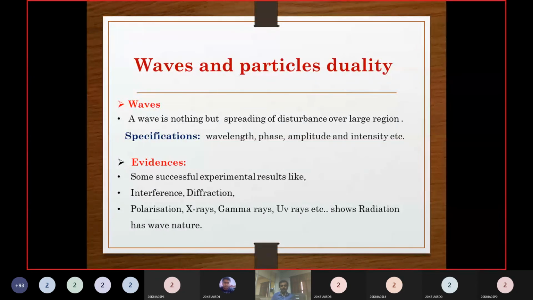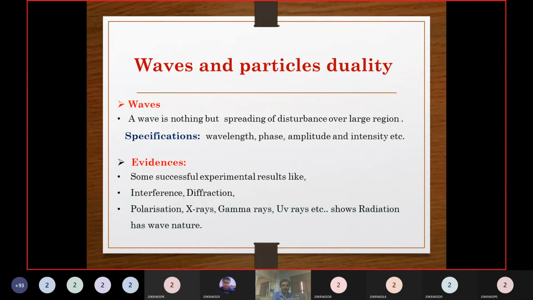What is a wave? Here a wave is nothing but the spreading of disturbance over a large region. If a wave is traveling, it will spread throughout the area, and the disturbance goes to the surroundings.